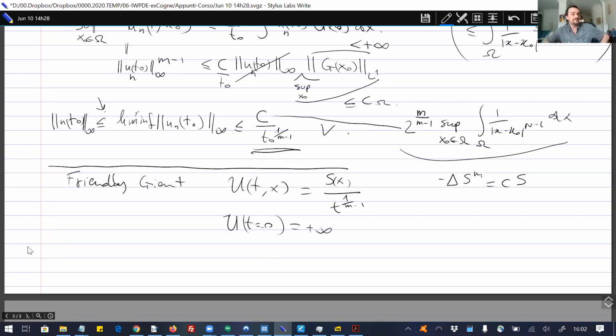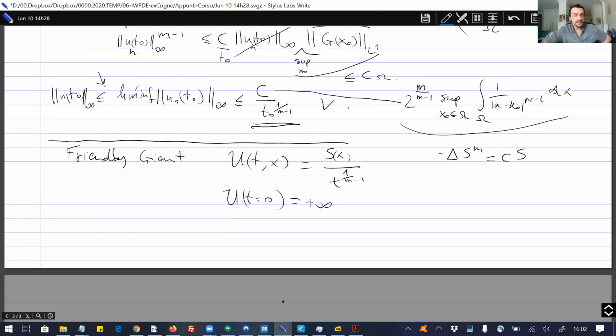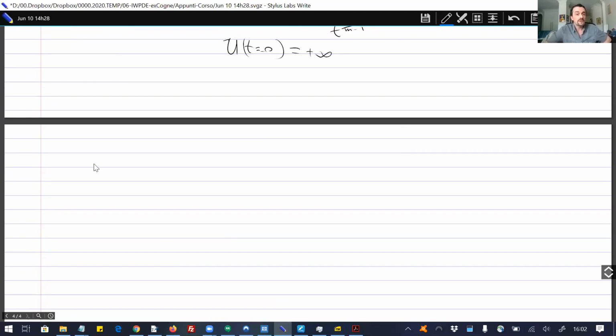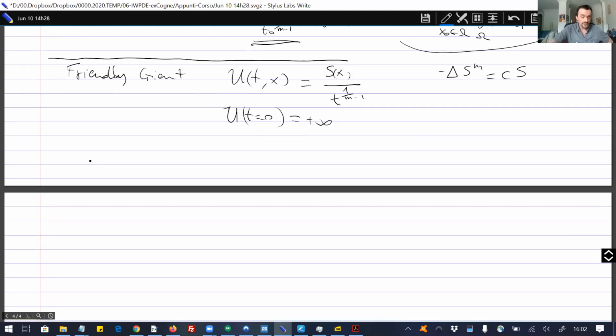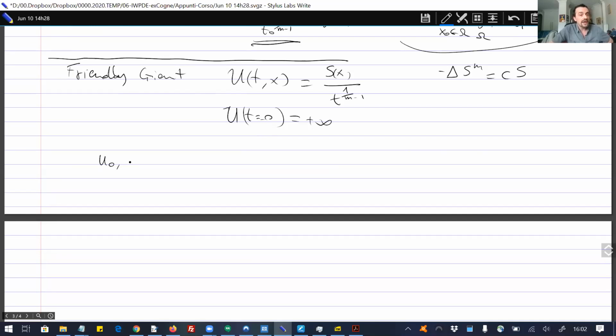How do you construct it? Well, again, you construct it by approximation from below, because you remember the time monotonicity. So you take u0,n equal to n over omega. There exists a solution u of t, n, which is bounded, which is less or equal than c over t to the 1 over m minus 1 for all n.